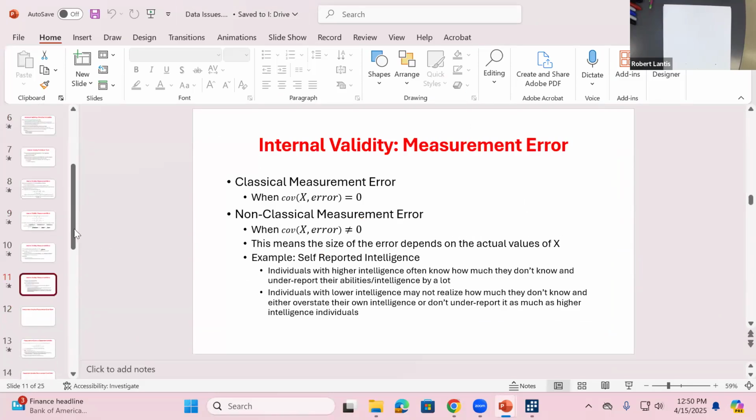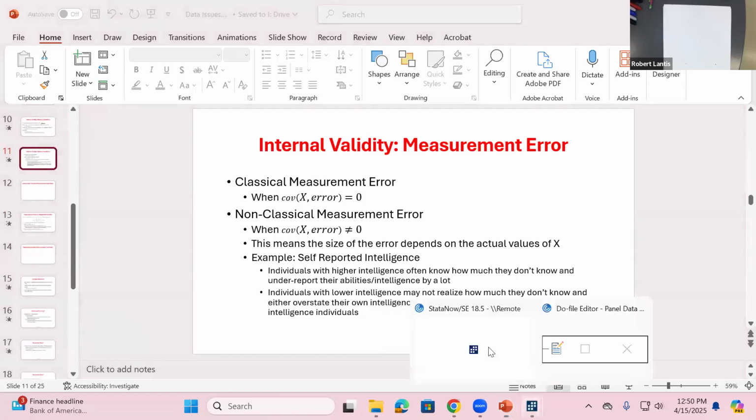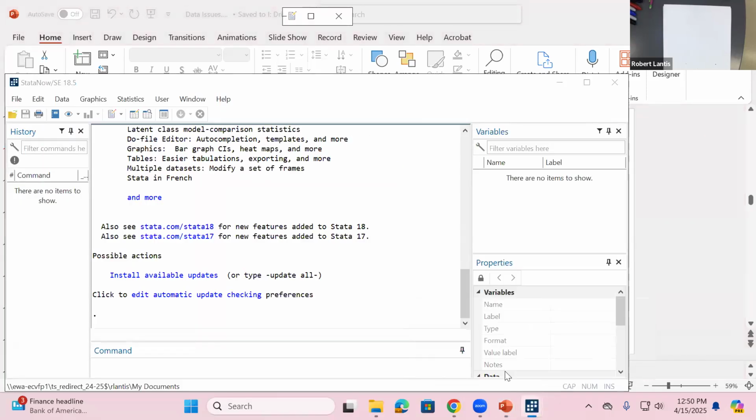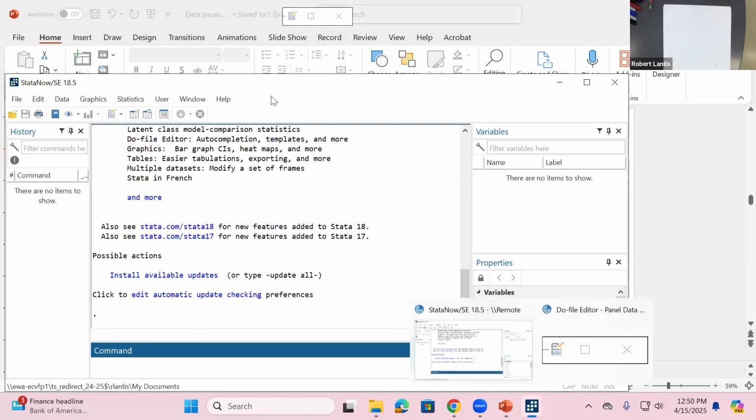Okay. So we don't have a whole lot from the slides from data issues to go over, but we are going to do a lot of work in Stata. So we'll start there today. And I'll reference the slides going back and forth.